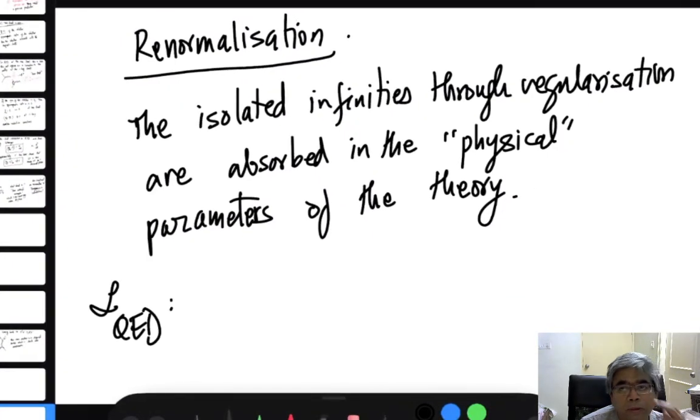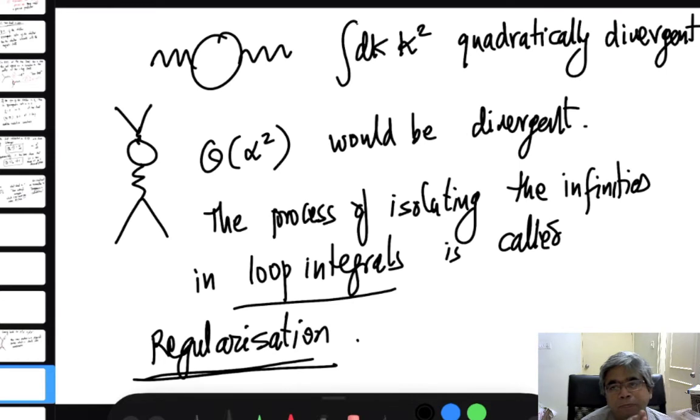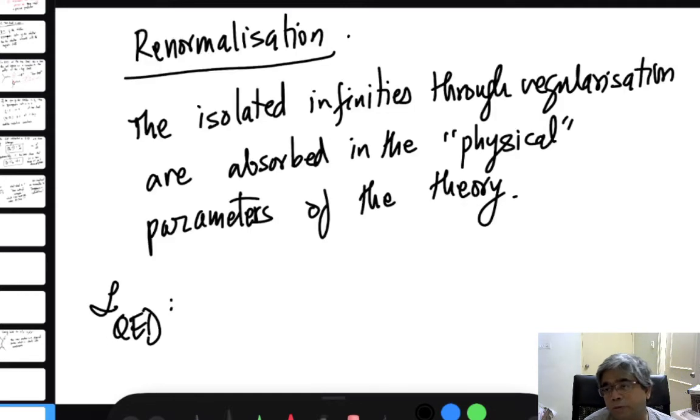The isolated infinities. We isolate all these infinities through a process called regularization, say for each diagram of this particular thing, and then we ask the question: what will you do with these isolated infinities? You just throw them away, or what do you do? You cannot just throw them away, because it's not correct actually. So you have to absorb them into something called the physical parameters of the theory.